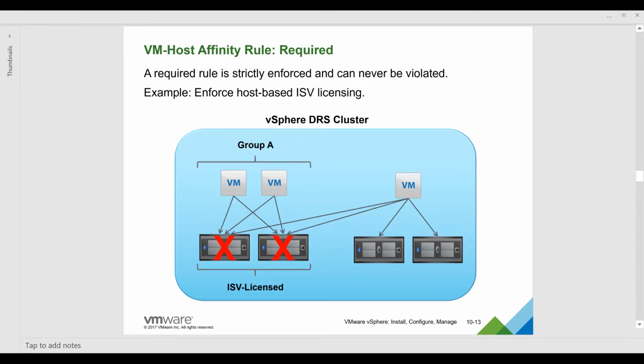And then we have the required rule. A good example, like I talked about earlier, is the licensing. We don't want to violate that constraint because we'll violate our license. So therefore, these virtual machines are going to have to run on these hosts because of licensing requirements. So we'll do a strict rule that says these have to run on the same hardware or in the same group that we have it licensed for.